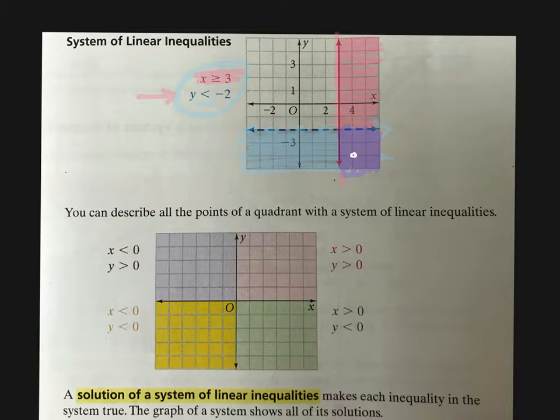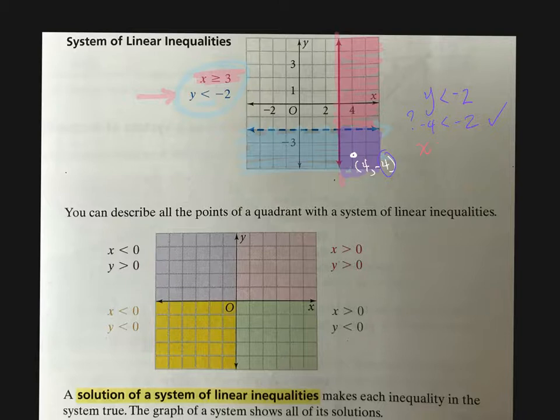So let's look at this point right here. This is the point (4, -4). X is 4, y is -4. I'm going to check that against my inequalities and make sure this is true for both. So y is -4. Let's look at my y equation. Y is less than -2. If I plug -4 in for y, is it true that -4 is less than -2? Yes, indeed it is. All right, so far we're good.